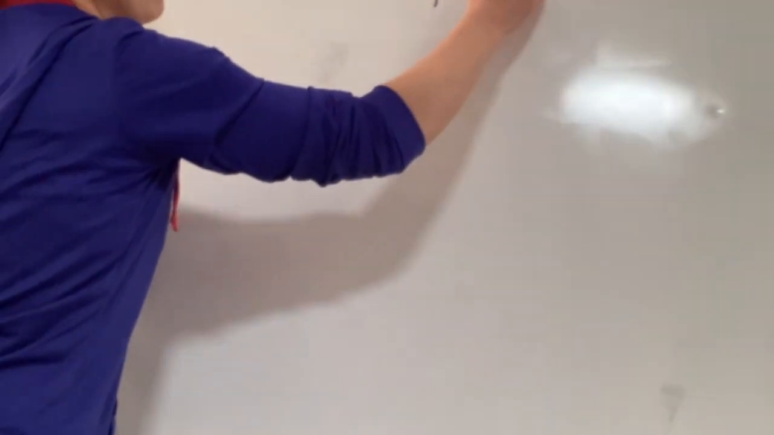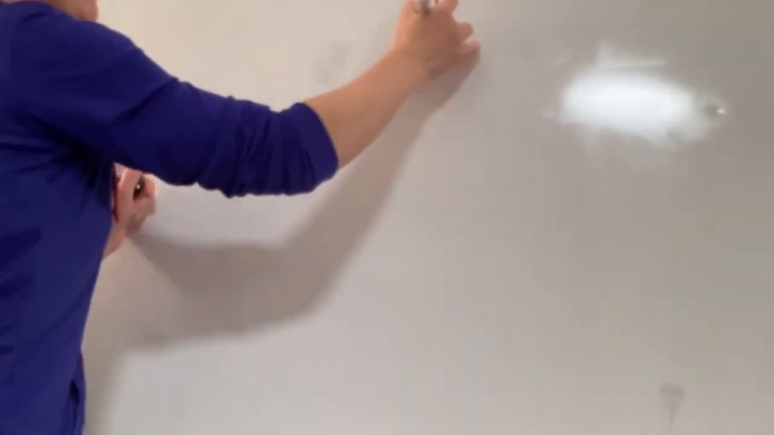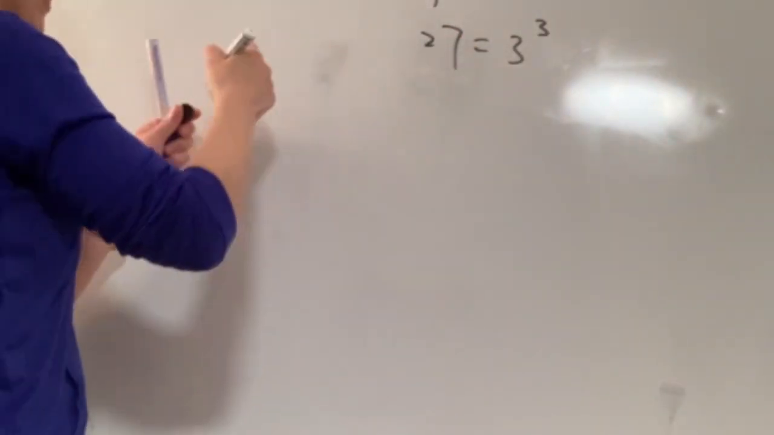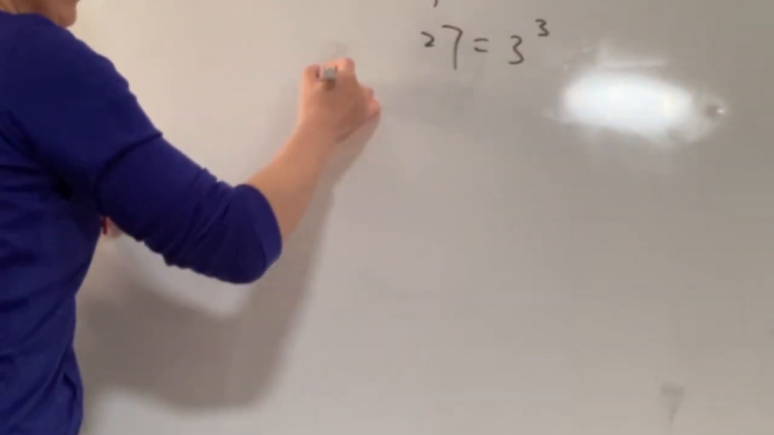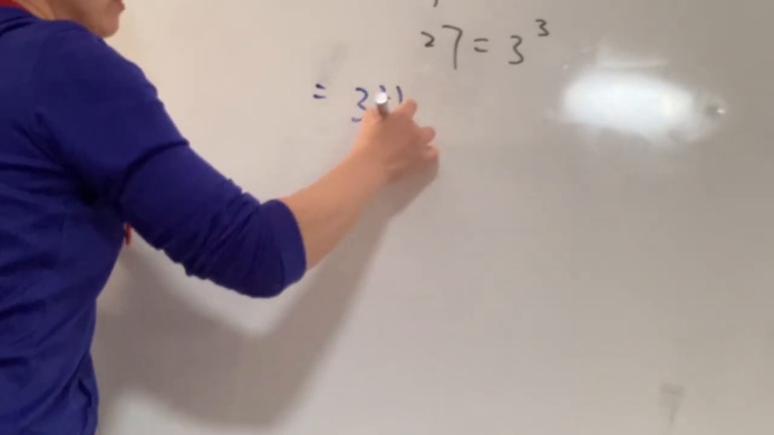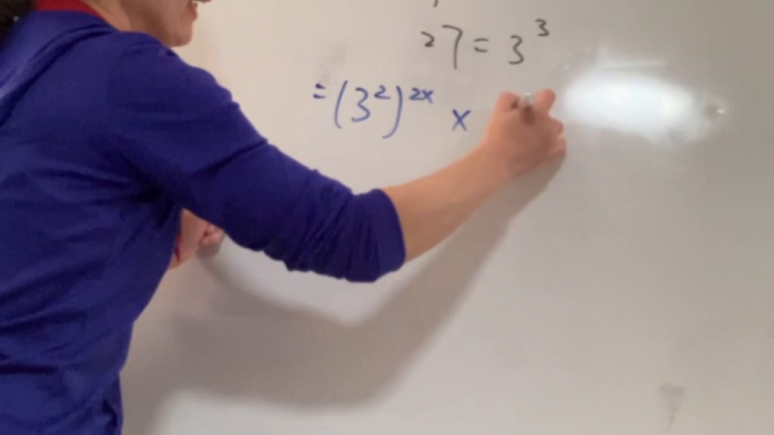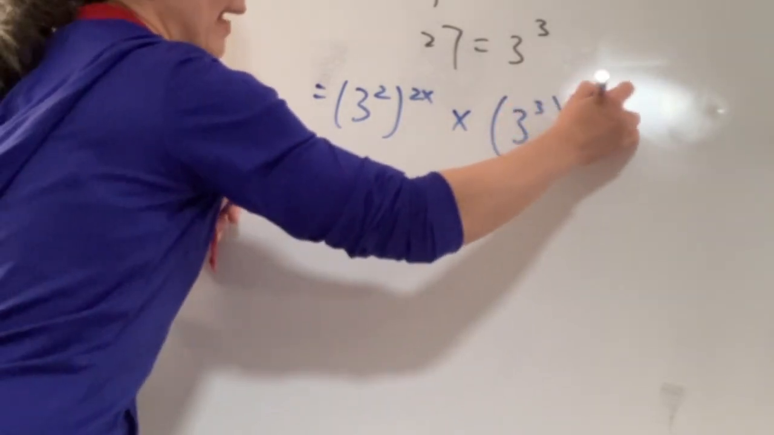So whenever it is index, what we want is a common base. Okay, 9, I can think of 9 equal to 3 squared. 27, I can think of it as 3 cubed, right? So I'm going to change it that way. So 9, you write it as 3 squared, and then you have 2x. I'm just changing the 9 away. And then times it by 3 cubed, and then 3x.